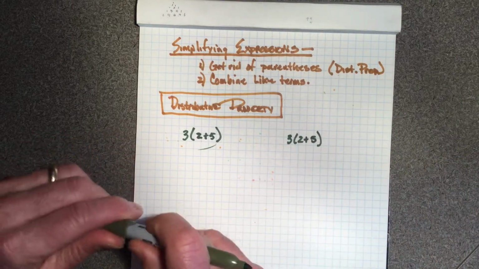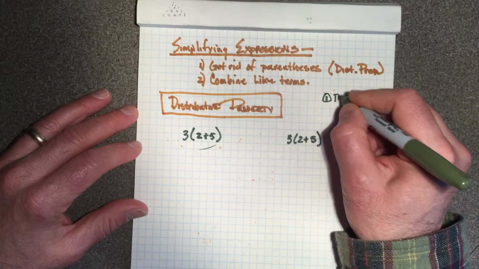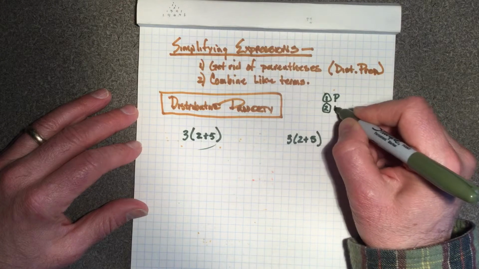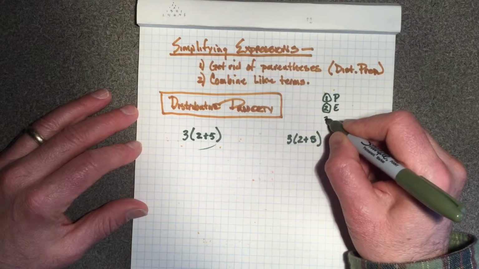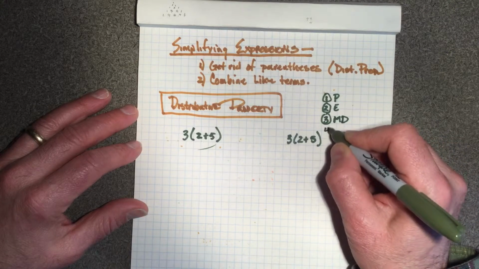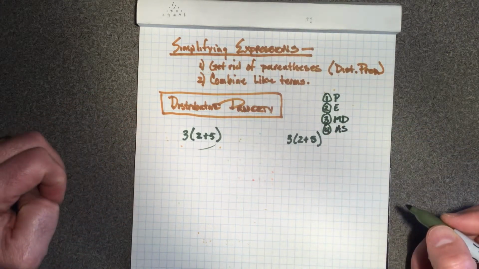And you know the order of operations. First thing you do is parentheses. Second thing you do is exponents. Third thing you do is multiply and divide from left to right. And the fourth step is add and subtract from left to right.